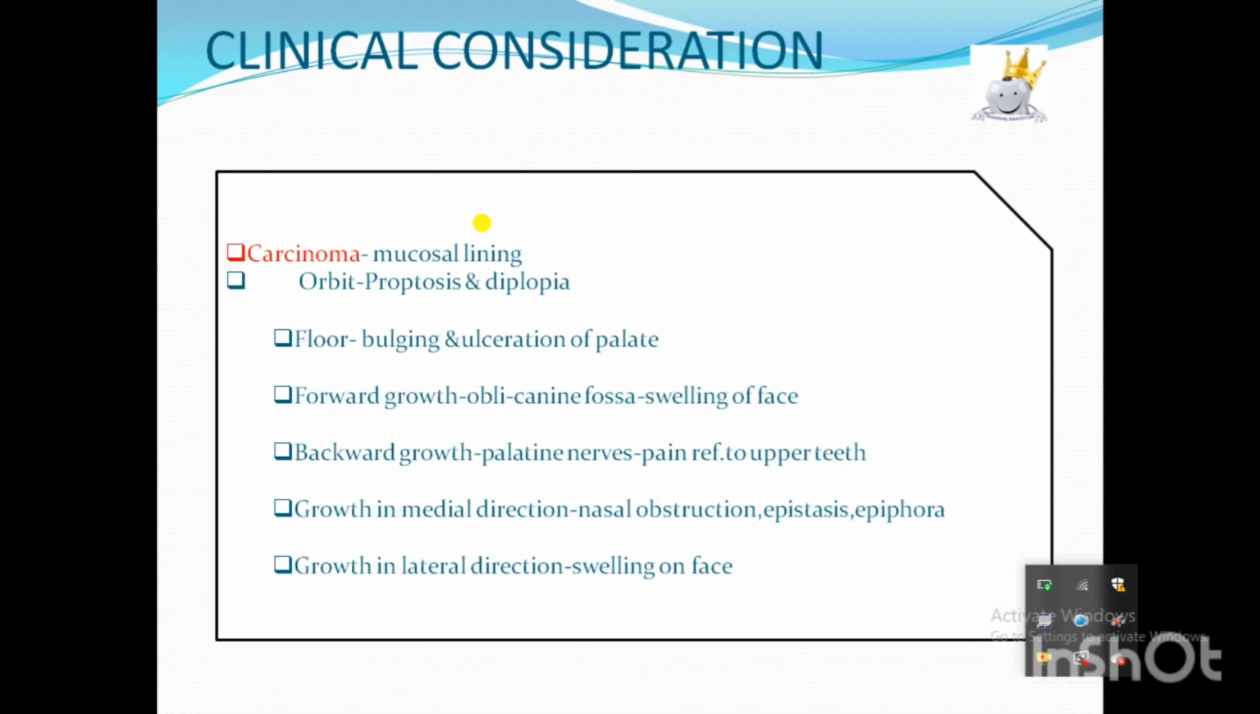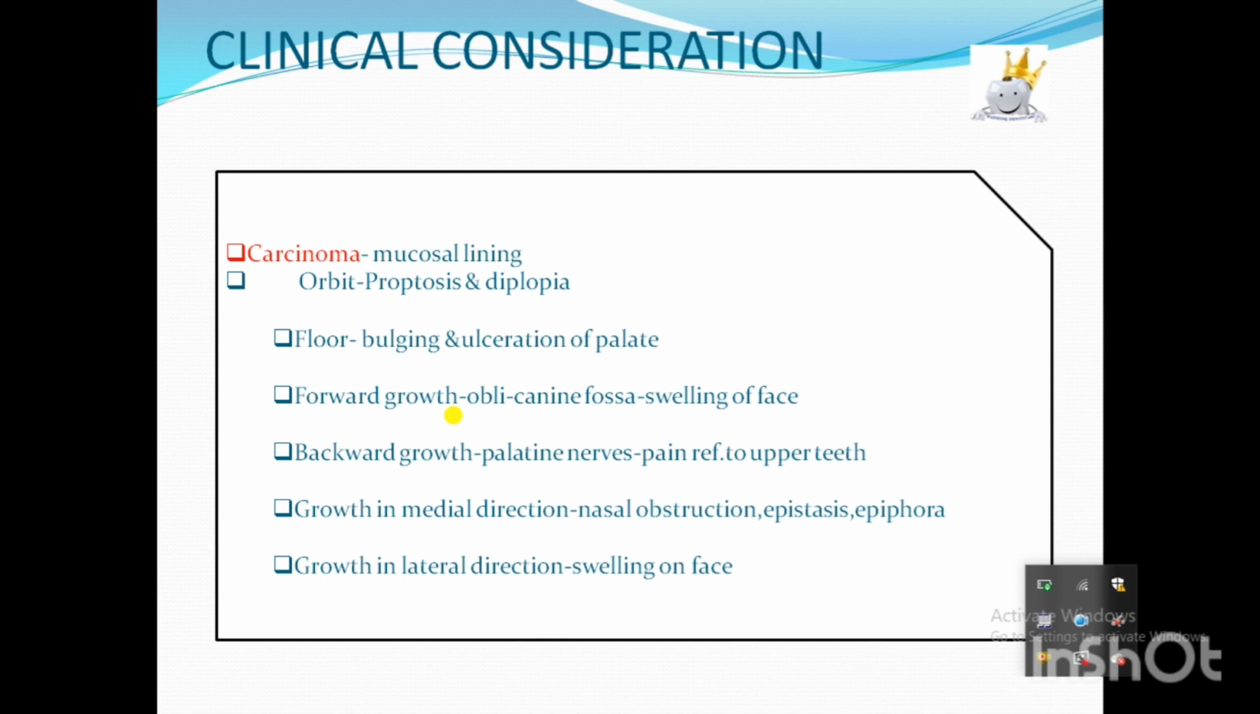Carcinoma of the maxillary sinus arises from the mucosal lining. If the carcinoma is in the orbit, it causes proptosis and diplopia. Proptosis is nothing but displacement of the eye, and diplopia is double vision. And in the floor, it causes bulging and ulceration of the palate. In the forward growth, if it obliterates the canine fossa, it causes swelling of the face. In the backward growth, it may involve the palatine nerves and the pain is referred to the upper teeth.